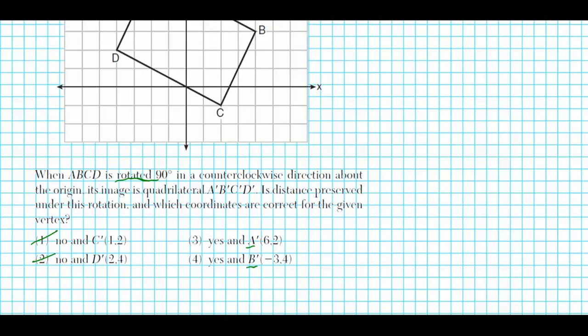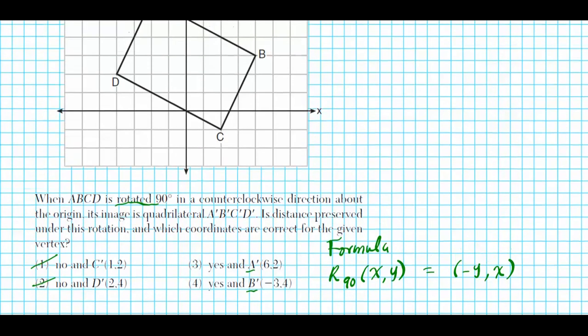Okay, so this is a formula for rotation about the origin. If you rotate a coordinate, let's say you're rotating (x, y), 90 degrees about the origin, what's going to happen is that you end up with (negative y, x). The coordinates switch and the y becomes the opposite. Okay, so let's look at what we have here.